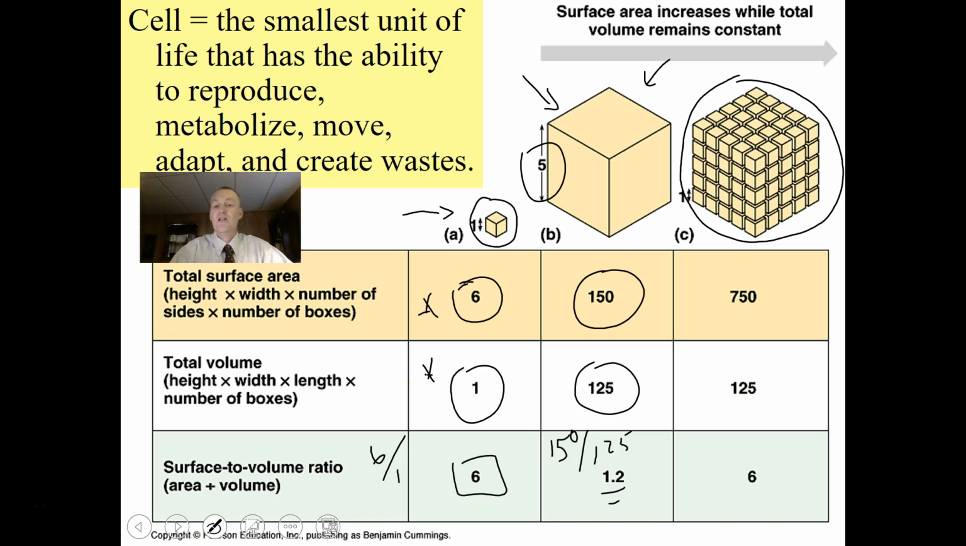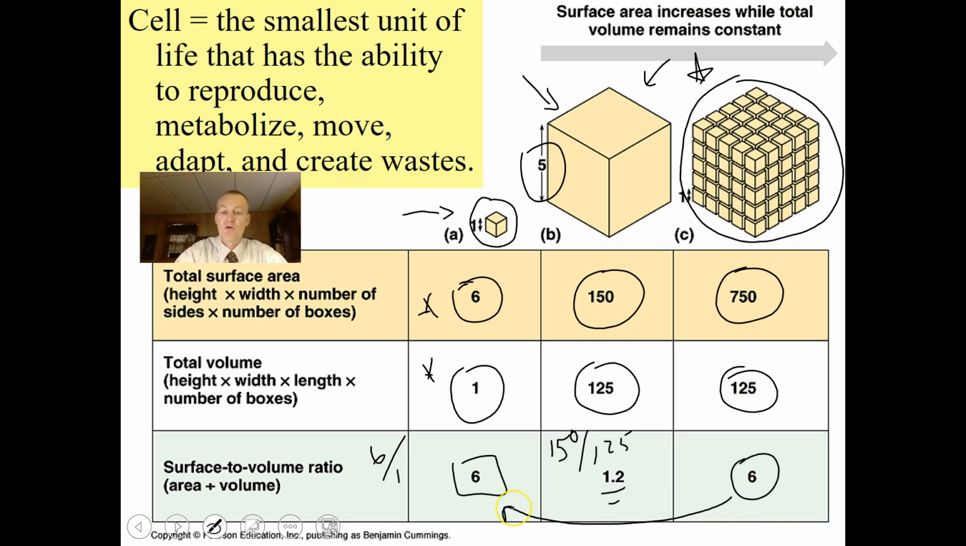Now, if we take a look at multicellular organisms like yourself, we have huge amounts of volume, but we have huge amounts of surface area. And so when you look at the surface area compared to the volume, you get that calculation of 6, just like a small cell right over here. So what's the advantage of having a large surface area to volume ratio? We know that there's a lot of various reasons why that's really super important.